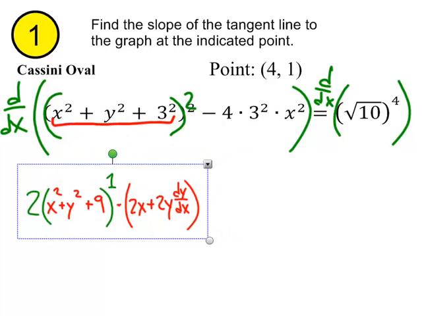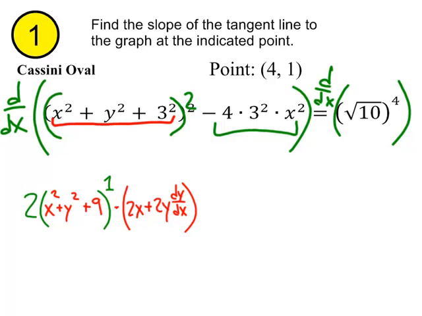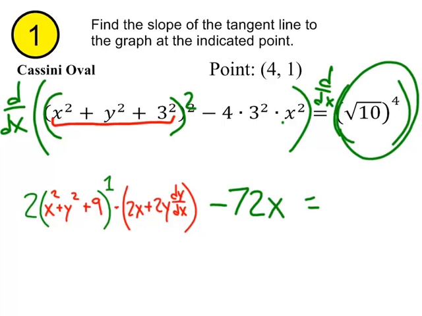Let's now derive the rest of the left side. That's fairly simple. That's 4 times 3 squared, that's just 36 times x squared. So this is 36x squared right here. And if I derive 36x squared, I get 72x. And on the right side, I'm taking the derivative of a constant. There are no x's or y's or any other variable there, so we will get 0 on the right side.